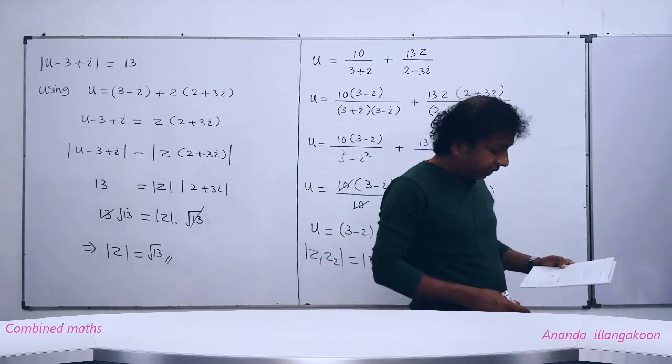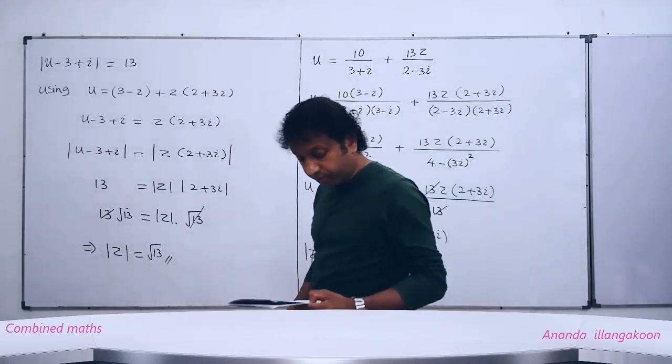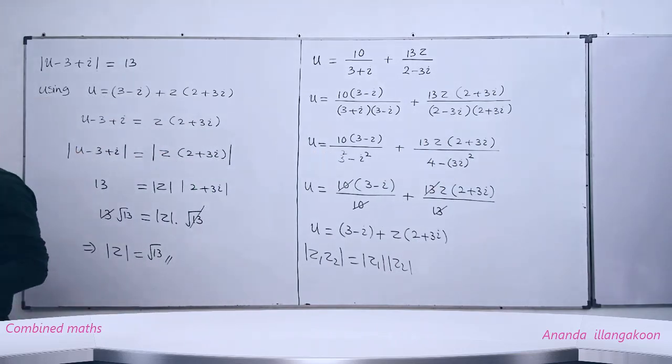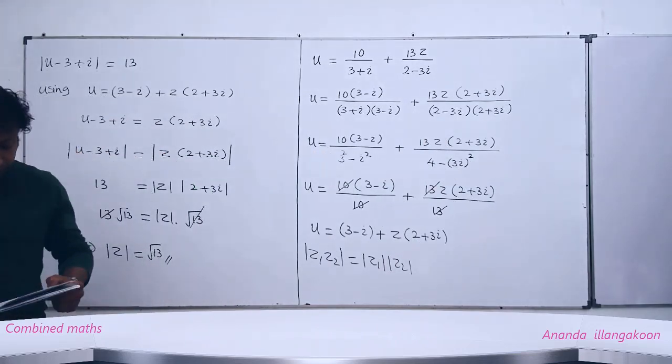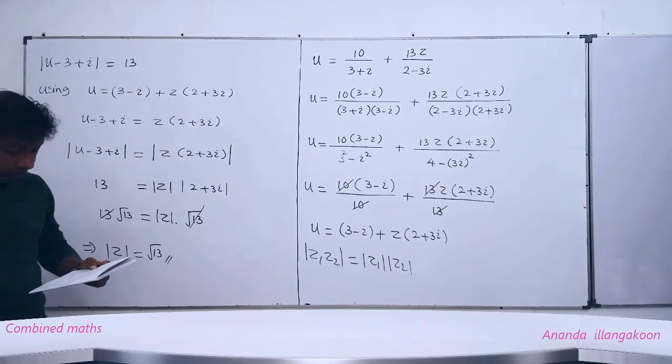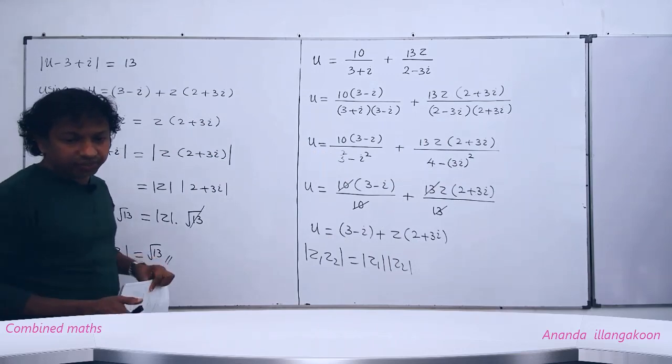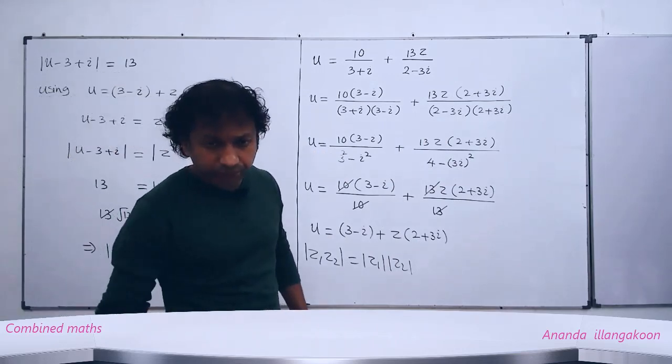Show also that there are another two parts given, A and B. Show also that mod Z equals root 13, which we proved. Show also that if the real part of U equals 3, then Z is this. People, now try that question, that part.